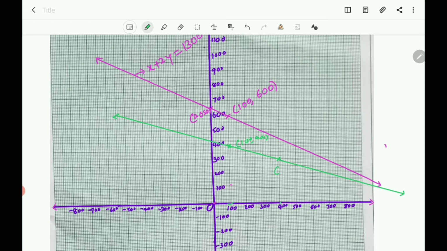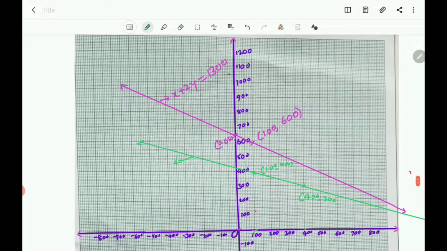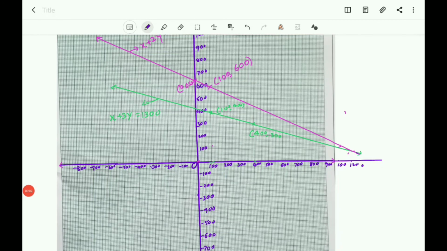Here the solution is 400, 300, and this is the graph. Which graph is it? x plus 3y is equal to 1300. If both these straight lines are extended, they intersect at some point, which means they have a point in common. So these two linear equations have a unique solution.